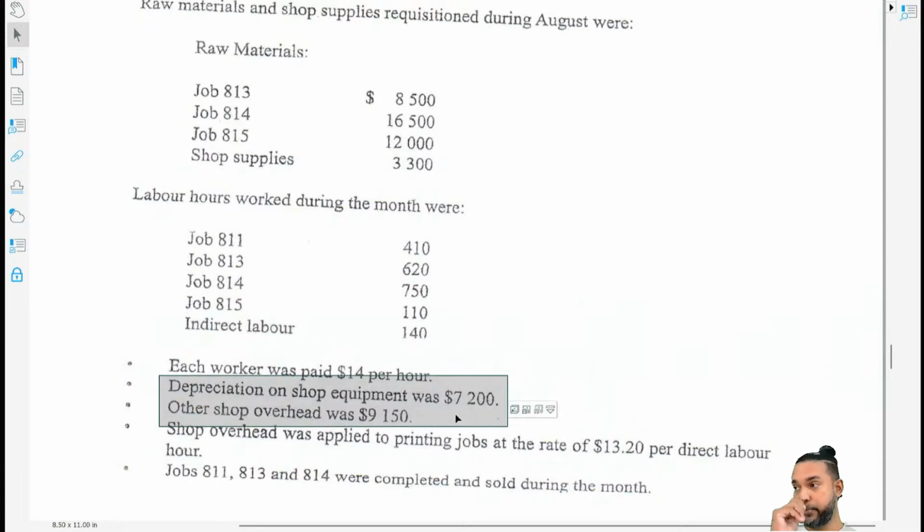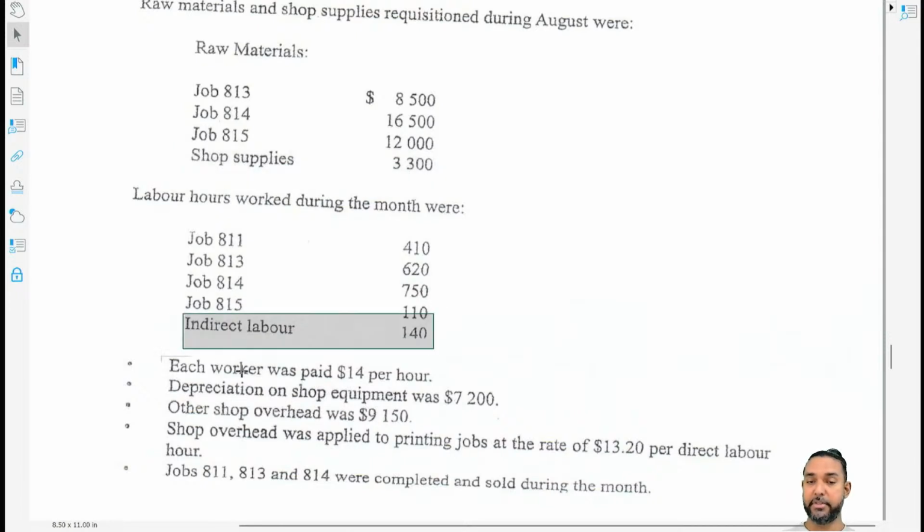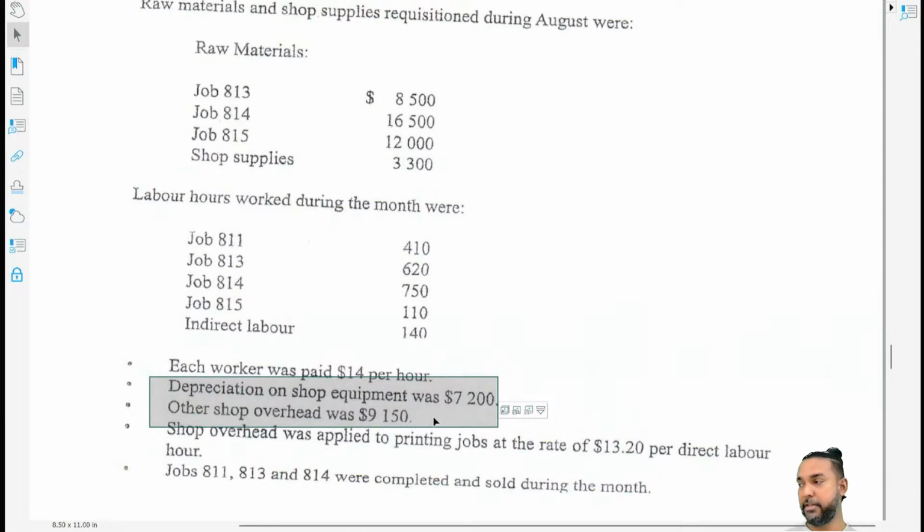So what I want you to do is simply calculate the actual overheads incurred, right? So 33 is a plug and play figure, just pull it, right? The indirect labor, you have to multiply the hours by 14 dollars per hour, and then other shop equipment and other shop overhead, again, just plug and play. So those four items, you add them together, and that gives you a total. And we're going to compare that total to the applied overhead, the 24,948 we just found, right? It should take you a couple seconds to do.